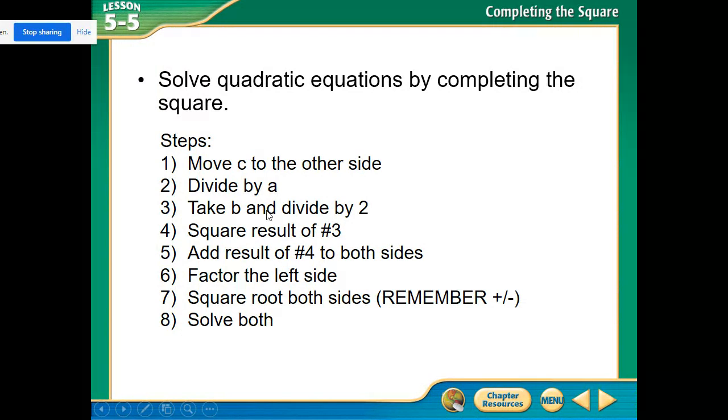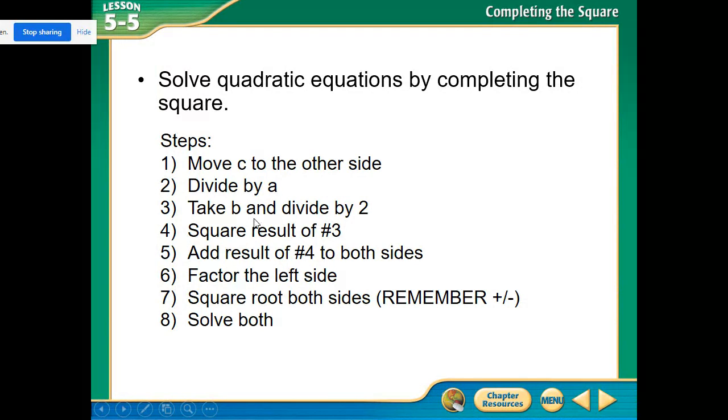All right, remember all quadratics are in the form ax squared plus bx plus c. So the first step is to move c, the constant, the number without an x, to the other side of the equation. Then if there is an a value, we divide by a. And then steps 3, 4, and 5 are kind of on the side. We take b, which is the middle term, and divide by 2. We're going to square that result, and then add that result to both sides. Then we'll factor the left side, take the square root of both sides, and then solve both of them.